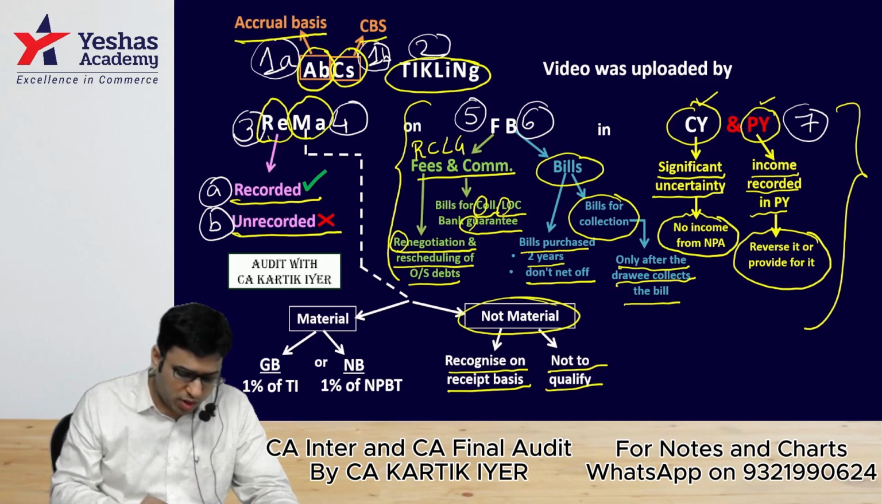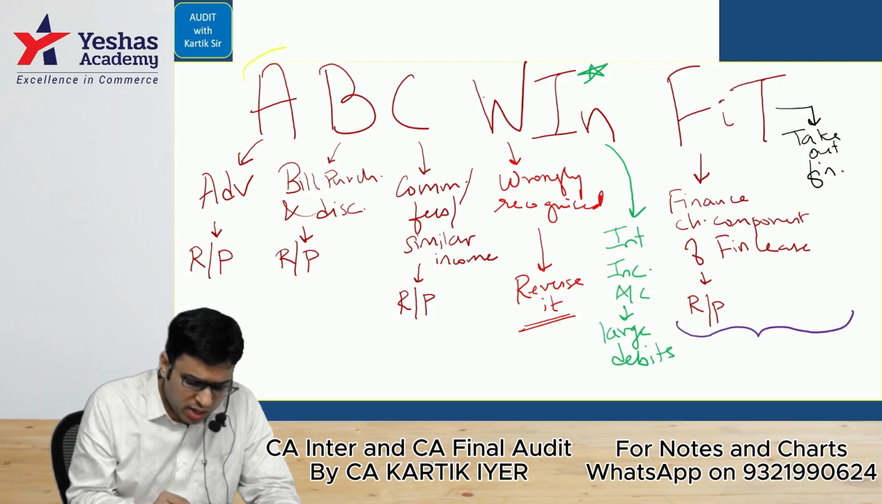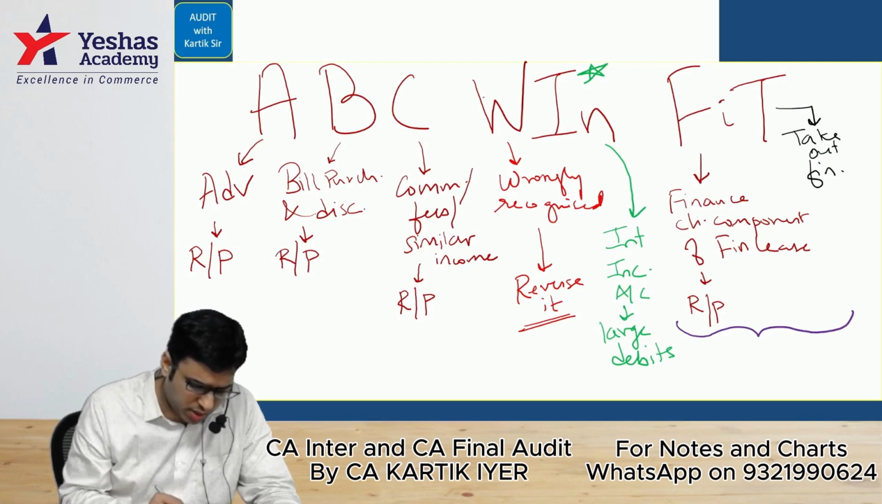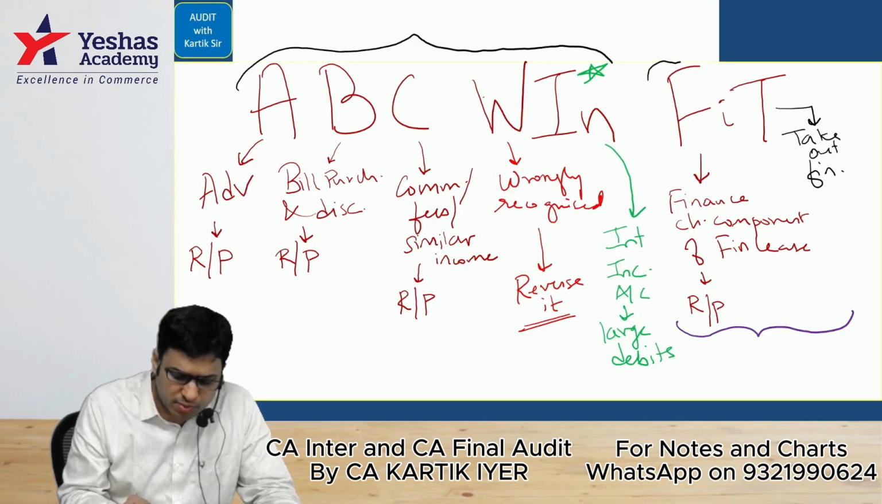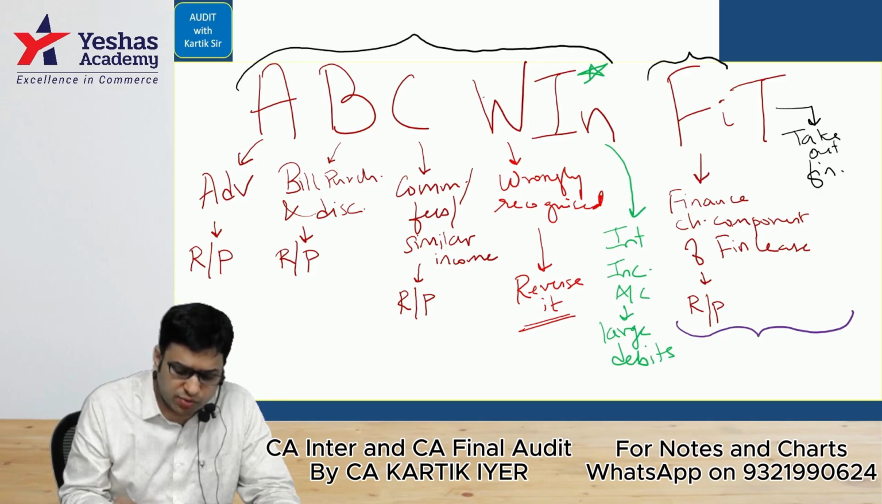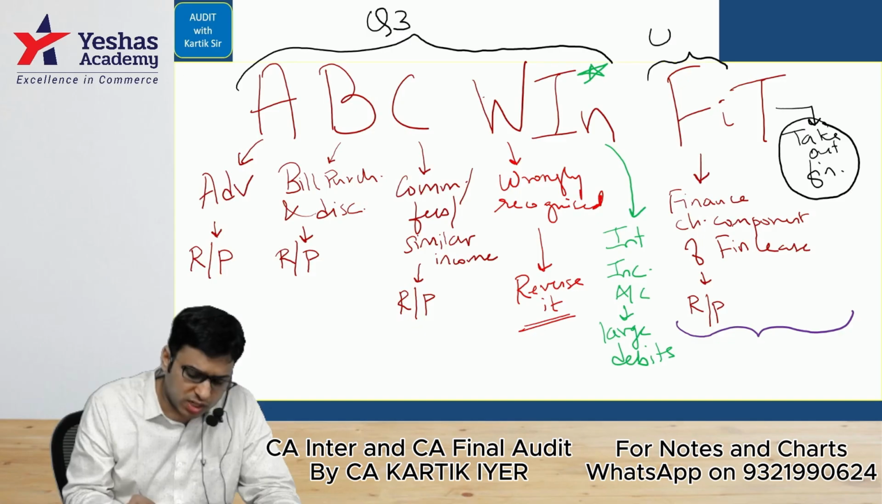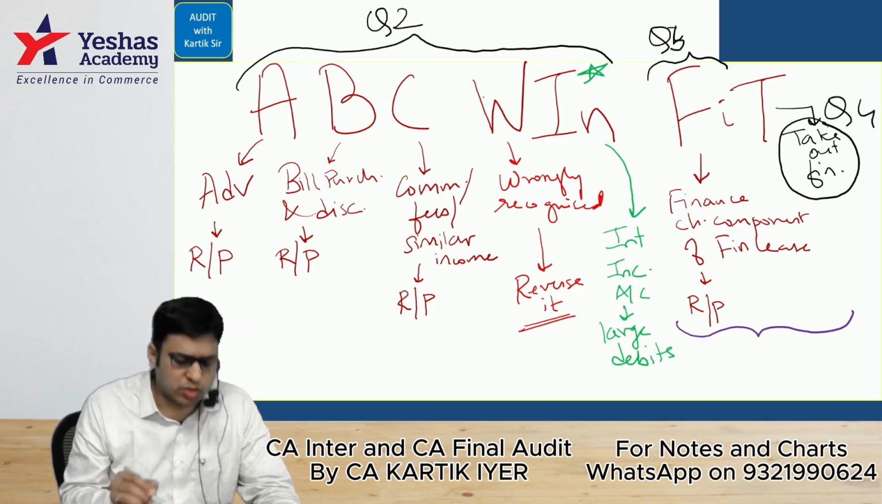We did furthermore, we went to the next area called reversal of income, and we did questions number 2, 3, 4 here. Question number 2 was for this area, which was reversal of income. This was the finance charge component of finance lease, and of course the 4th one was takeout finance. So question number 2, 3 and 4. Let's go through it one by one.